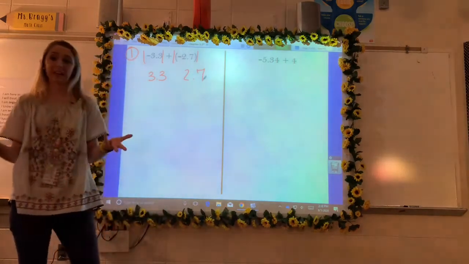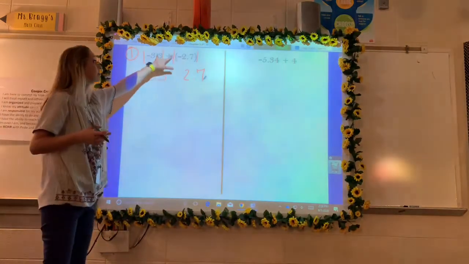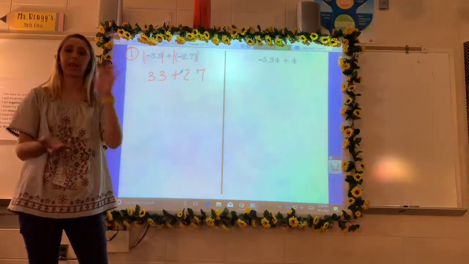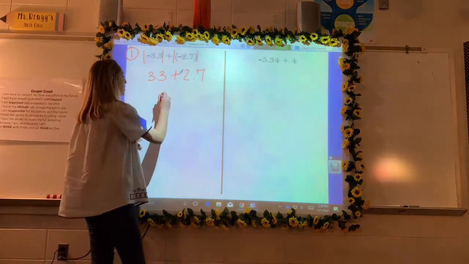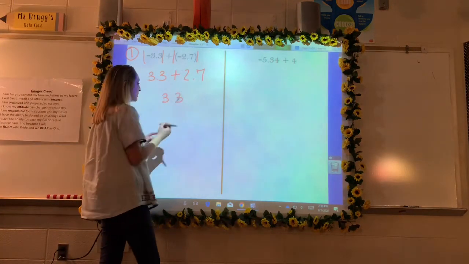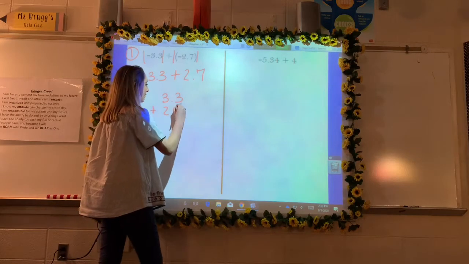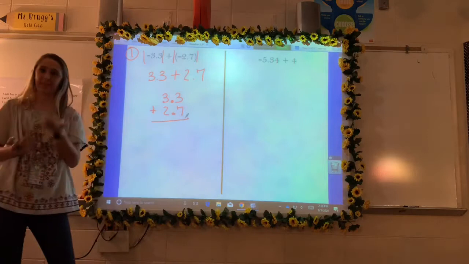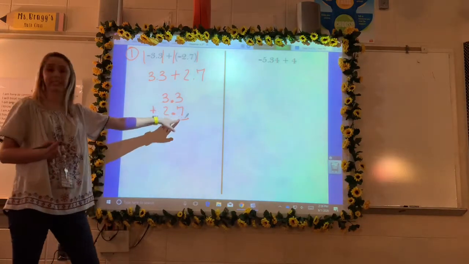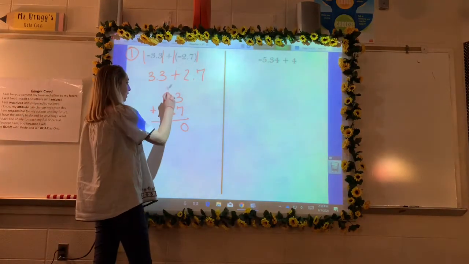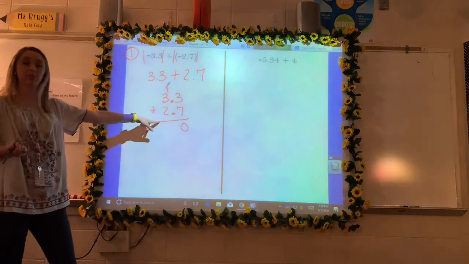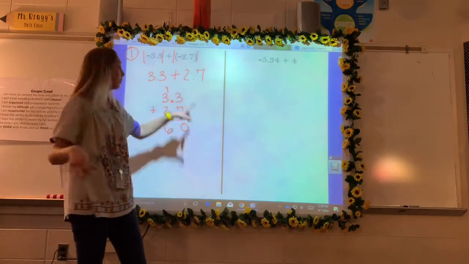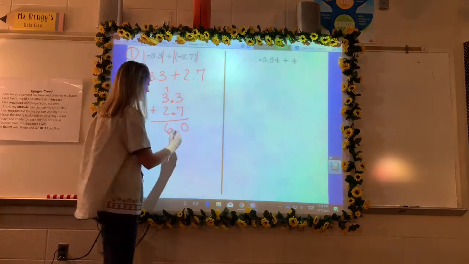We need to look at the signs. Are the signs the same? Yes, so we add. But with decimals, we can't add straight across. We have to line up the decimals. So 3 and 3 tenths plus 2 and 7 tenths. And we see how those decimals are in line. And then we can add. So 3 plus 7 gives us 10. Carry your 1. 3 plus 2 is 5, plus 1 is 6. But our answer is not 60 because we have to bring that decimal down.